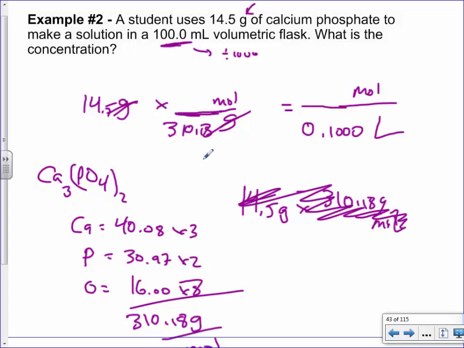So if I did 14.5 divided by 310.18, I ended up with 0.0467, etc. You guys get that value? 14.5 divided by the molar mass gives you this number. Did you guys get that?